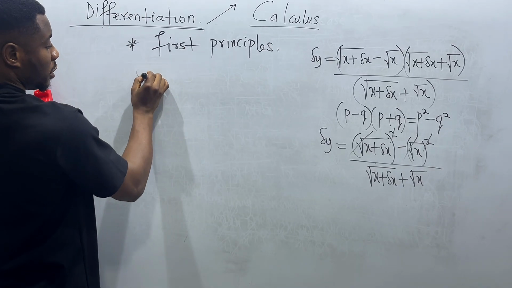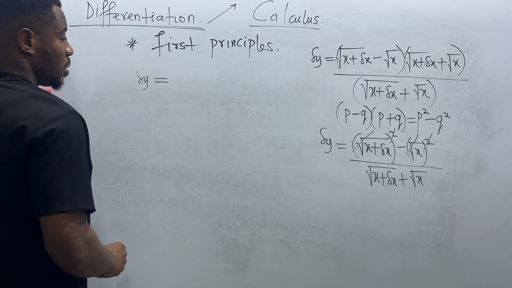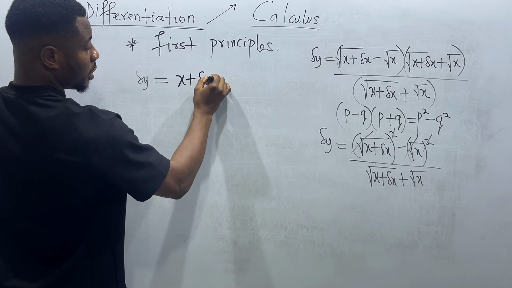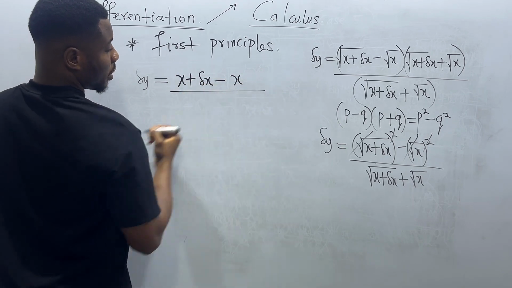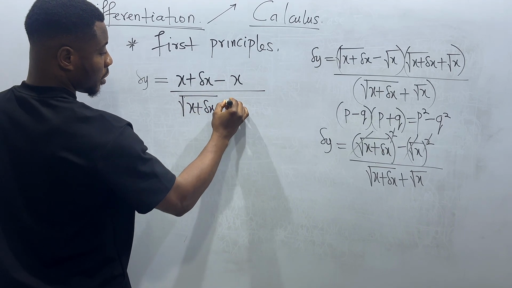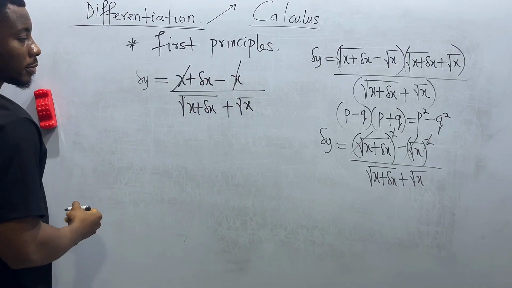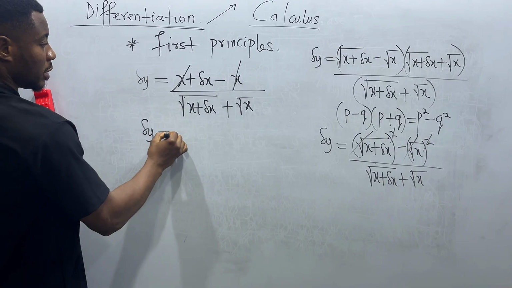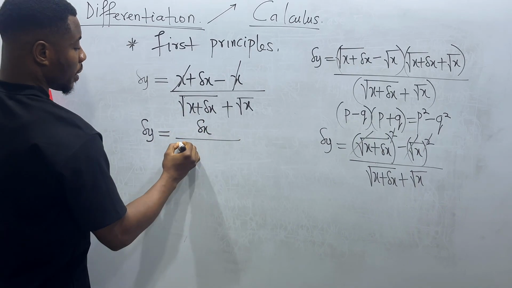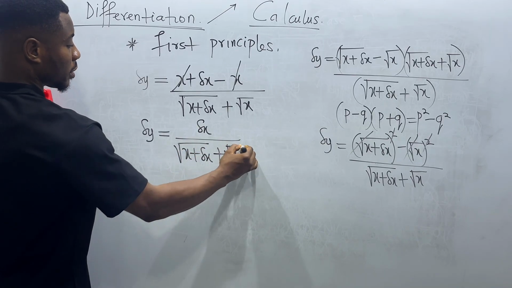I have left that change in y is equal to x plus change in x minus x divided by square root of x plus change in x plus square root of x. Now, x minus x can go out. So we have that change in y is equal to change in x over square root of x plus change in x plus square root of x.